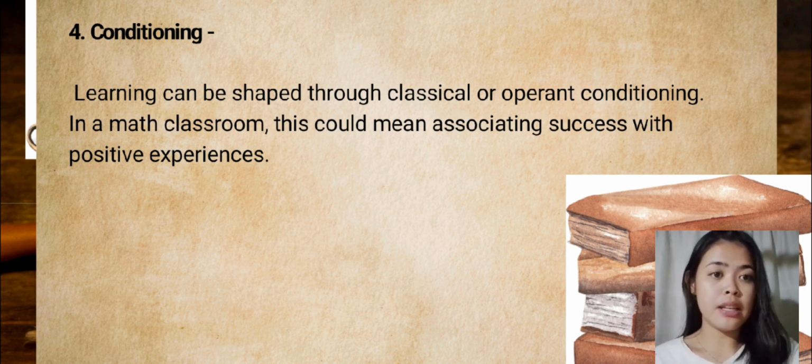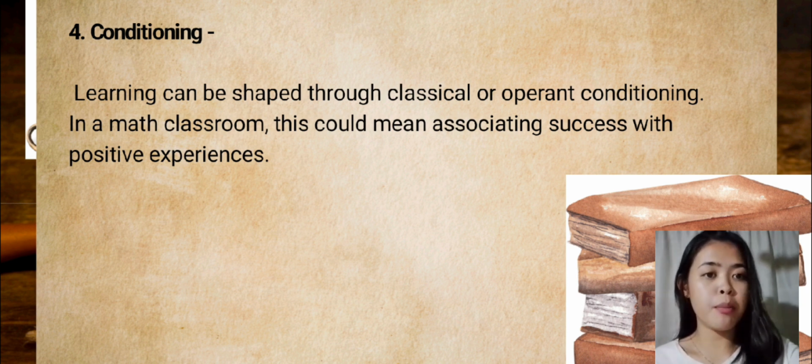The last one is conditioning. In conditioning, this happens when behavior is shaped by rewards or punishment. So, for example, a student gets a sticker every time they finish the task. Over time, they feel motivated and always do it. So, this is a positive approach and a form of operant conditioning.